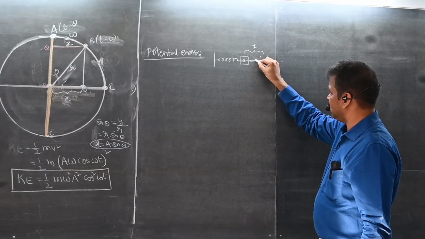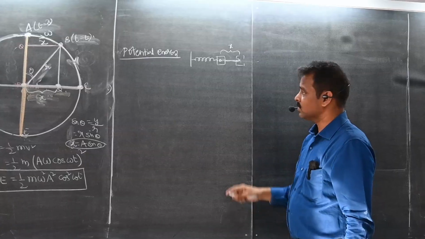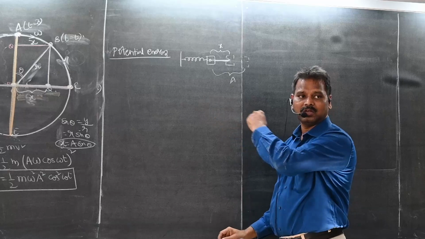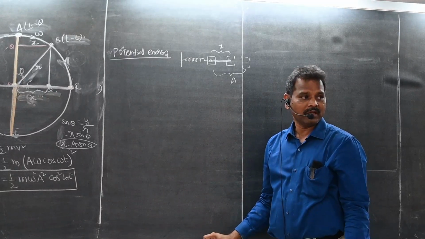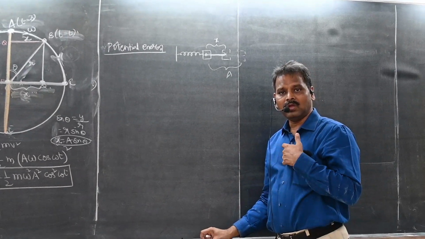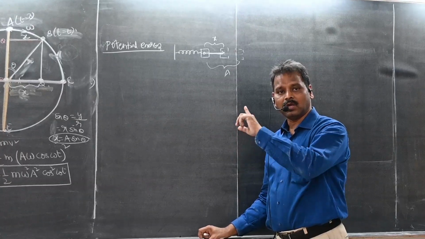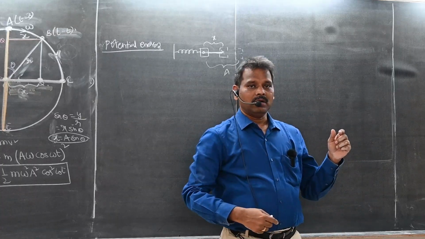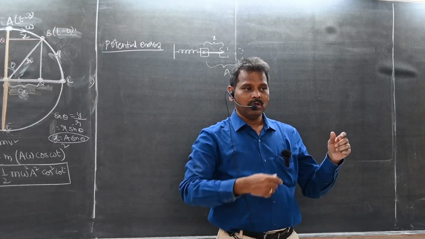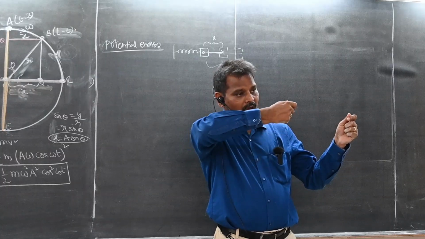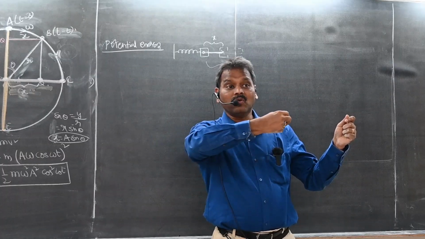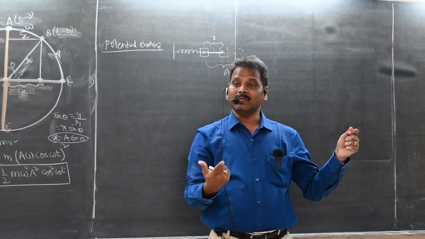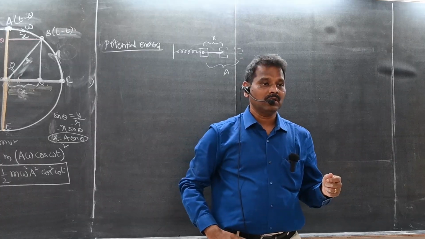So I am pulling this in this direction. Maximum displacement is this one, a, but I moved this by a small distance x. Am I doing work in the direction of the restoring force or opposite to the direction of the restoring force? Opposite. If you take an arrow and bow, there also, if you keep that arrow and stretch the string, you are doing work against the elastic nature of the string. Whenever you do some work, some energy will be stored in it. That energy is called potential energy.